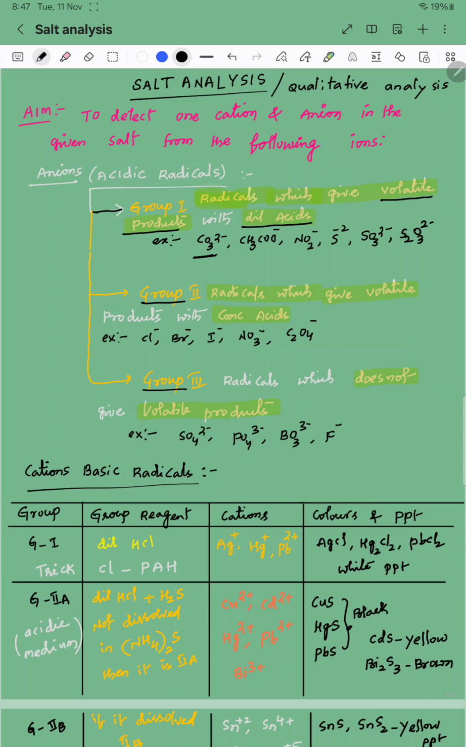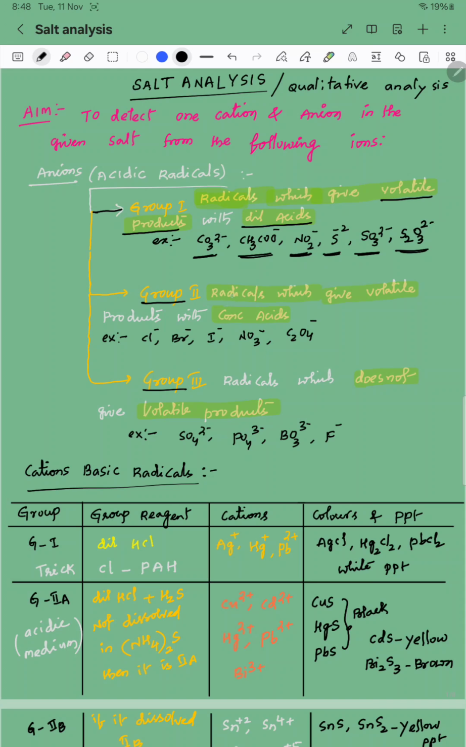What type of anions are placed in group 1, students? Carbonate, acetate, nitrite, sulfite, and thiosulfate, right? Simple: carbonate, acetate, nitrite, sulfite, thiosulfate. So these are placed in group 1, right?